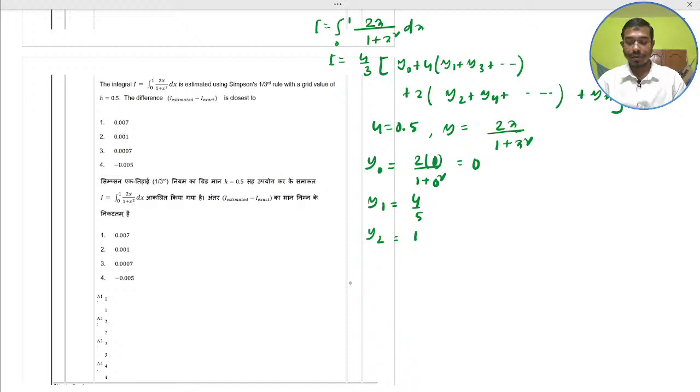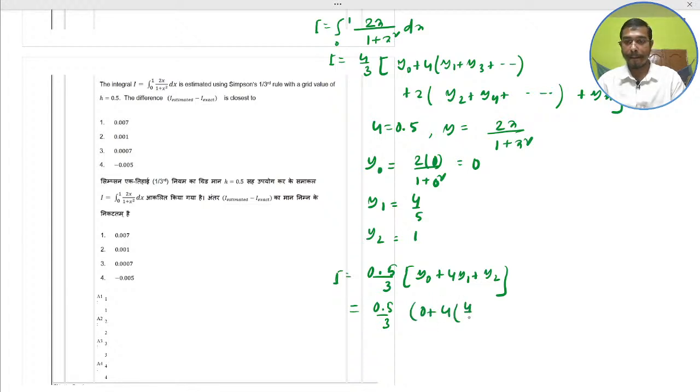So now Simpson 1/3 rule, substitute this value. So 0.5 divided by 3 and the y0 plus 4y1 plus y2, that is, substituting, 0.5 divided by 3 into 0 plus 4 into 4 by 5 plus 1. Okay, so the final result would be 0.7.